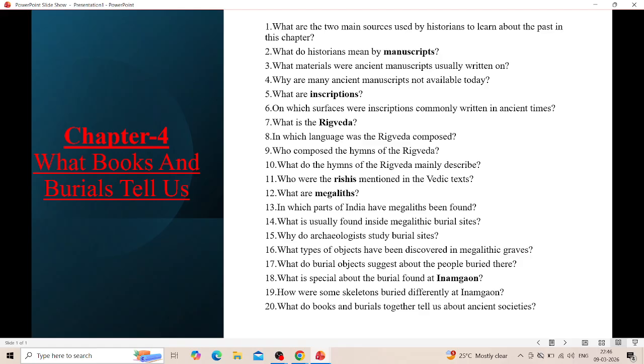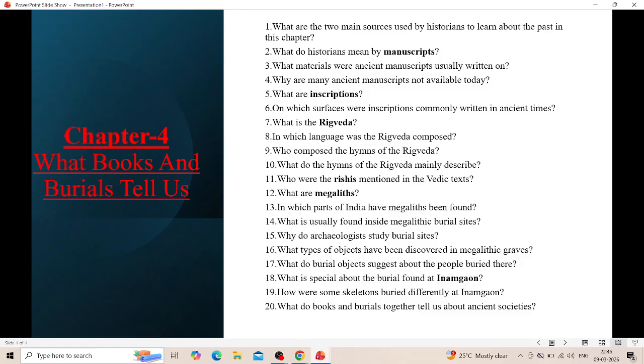What material were ancient manuscripts usually written on? Ancient manuscripts were usually written on material like palm leaves and birch bark. Why are many ancient manuscripts not available today? Because they were made of material that gets destroyed by insects, moisture and time.